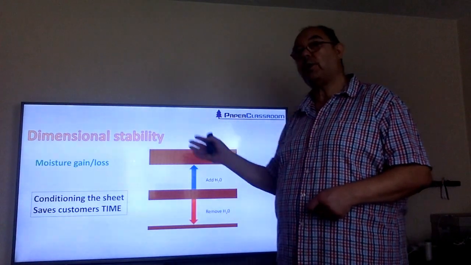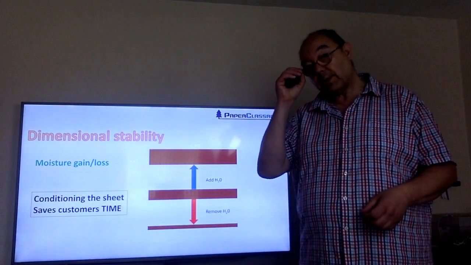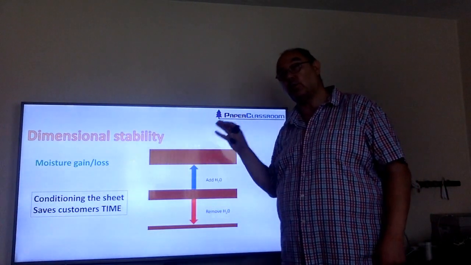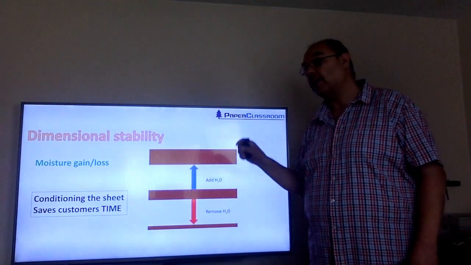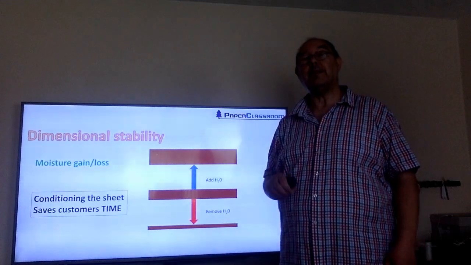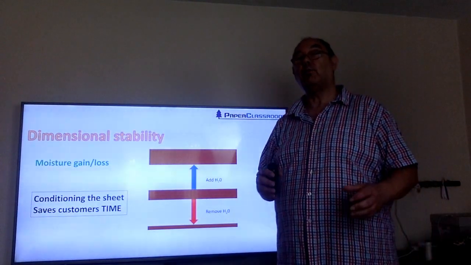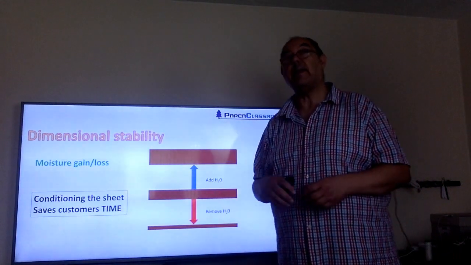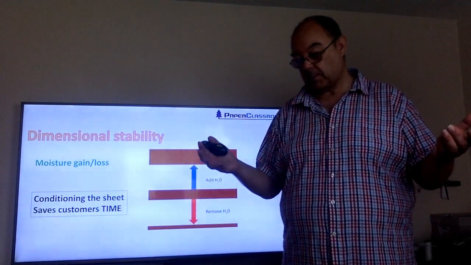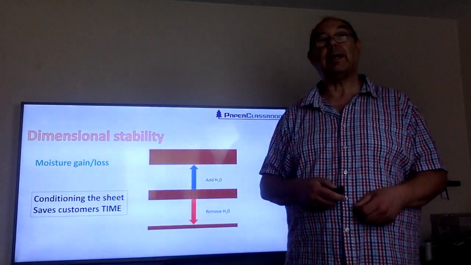If we know the humidity of our customer's environment, one of the things that we can do to help them is to condition our sheet. In other words, we can adjust the moisture content of our sheet to be the same as the moisture in the air at the destination. That way they can open the package and use it immediately, rather than opening it and then having to wait for a few days until the moisture in the sheet has equilibrated with the moisture in the surrounding atmosphere.